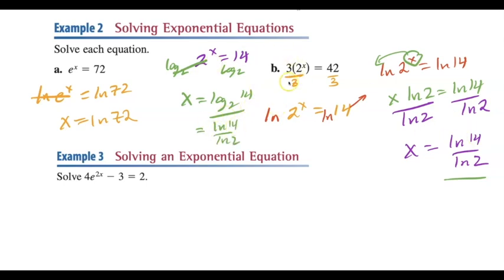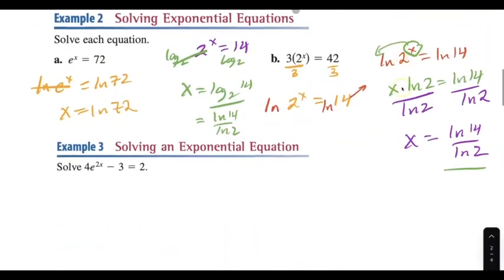Any way you prefer to do it, if you're a little more pro, you could go, wait, it's a base 2, take the log base 2 of both sides to solve, or you just take natural log of both sides. You always want to take natural log if it's an e, because then it cancels out right away.